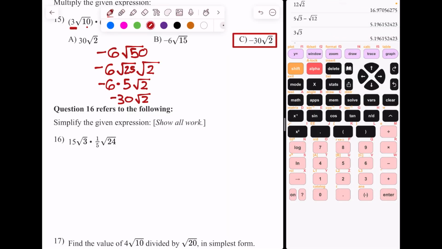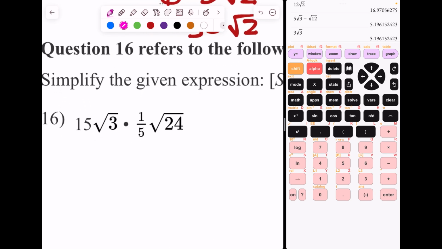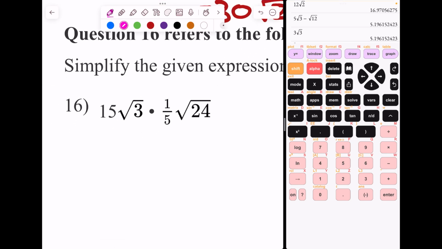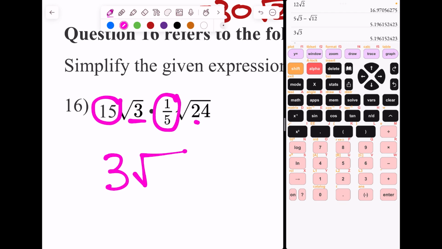Alrighty, so let's look at this multiplication problem. So here, remember, when multiplying, you do not need to simplify first. Just multiply right away. 15 times 1/5 is 3. And then just the number on the inside, we call it the radicand. 3 times 24, that is 72.